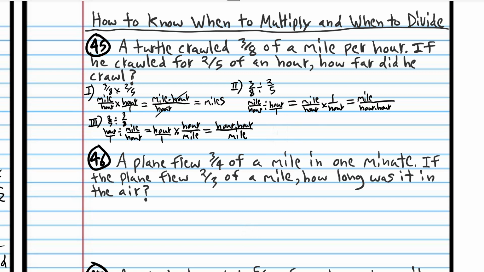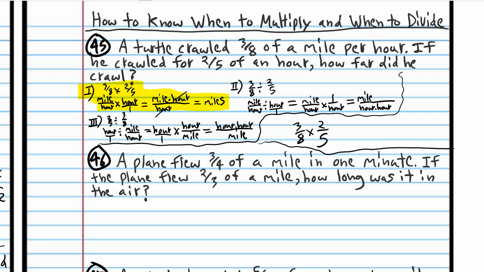So this one was correct. It just turned out that the first one that we used was correct. So that tells us what to do. So we're multiplying 3/8 times 2/5. 3 times 2 is 6. 8 times 5 is 40. Divide both sides by 2 and you get 3 over 20. So 3/20. And what are we looking for? How far did he crawl? We're looking for miles, right? So 3/20 of a mile. That's how far the turtle crawled.